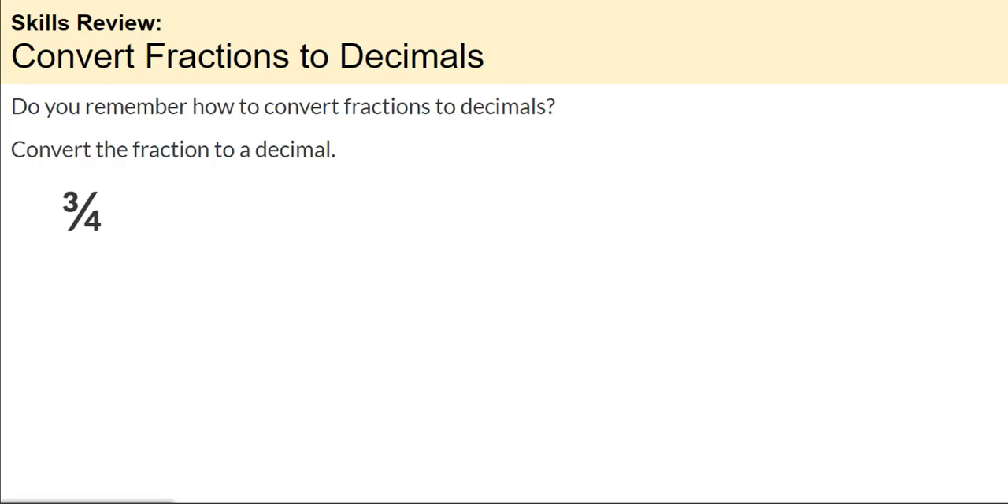Again, a fraction is what type of problem? It's a division problem. So we could change this by doing 3 divided by 4. You probably know this already, 3/4 is 0.75. If you have 3/4, you have 75 cents. So let's see how we get 0.75.